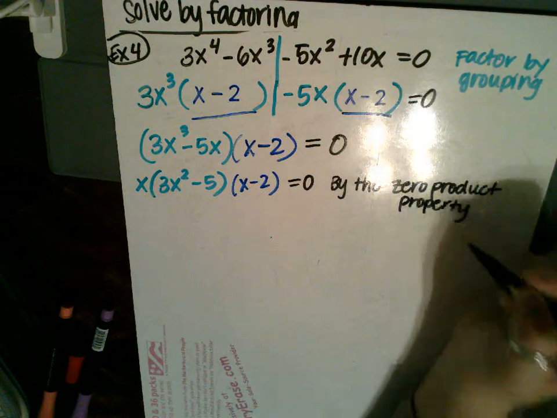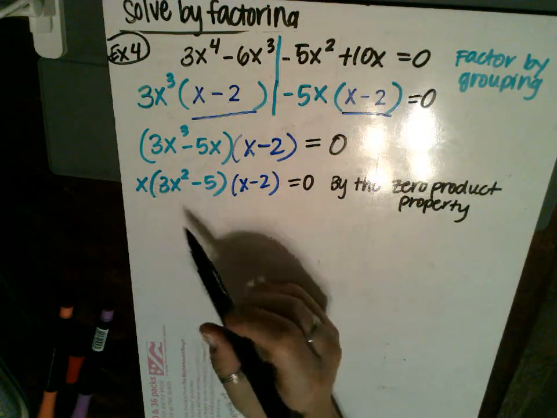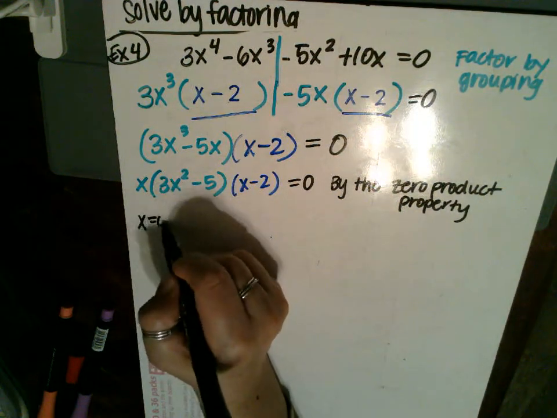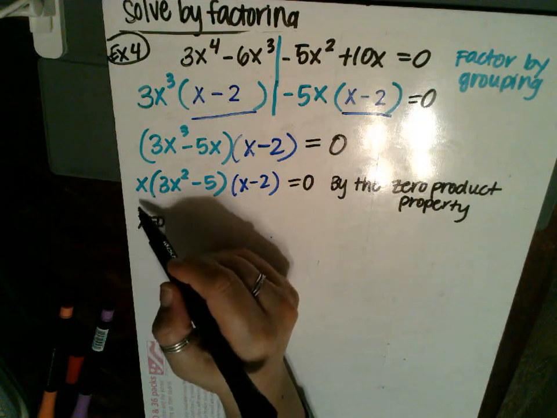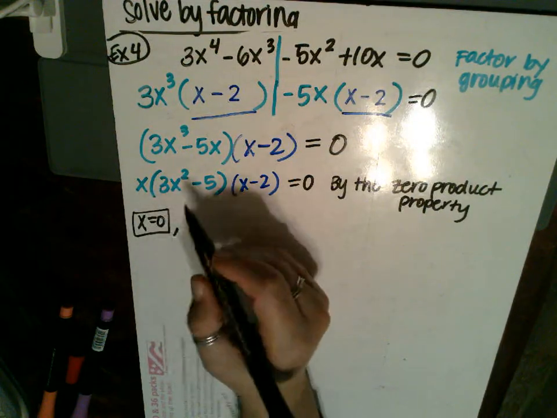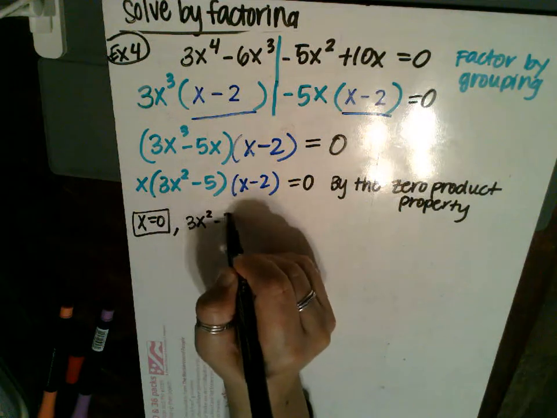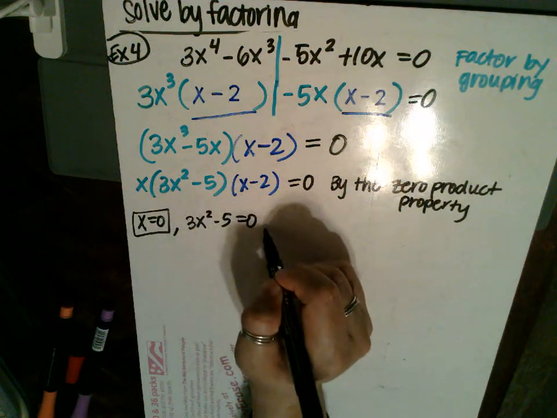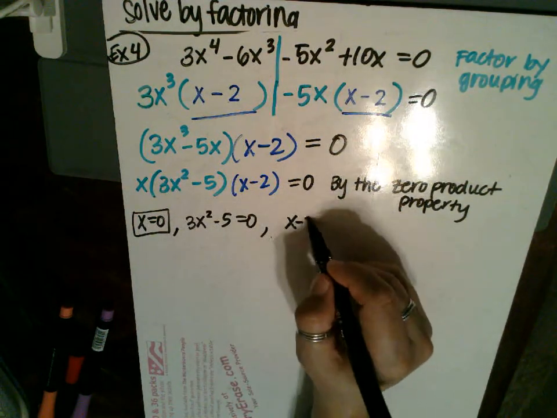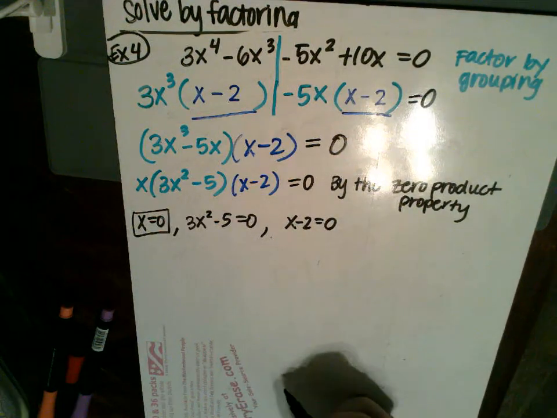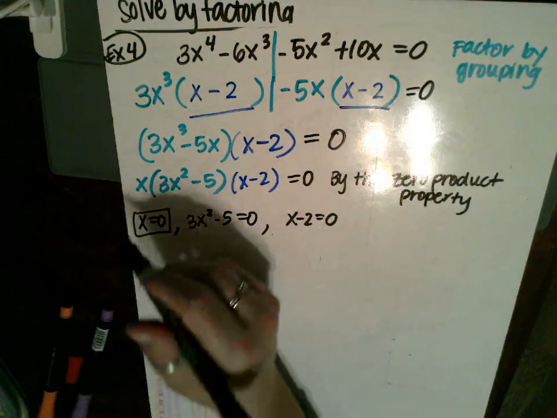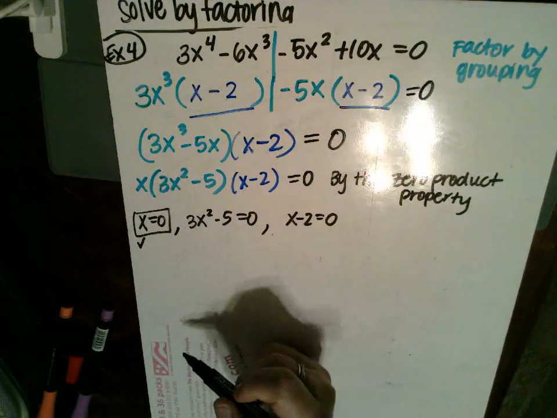This can only happen if each factor is equal to 0. So x equals 0 is the first one, pretty quick. 3x squared minus 5 is equal to 0 is the next one we're going to solve. And x minus 2 is equal to 0. Got the first one, lickety split, super quick, right?